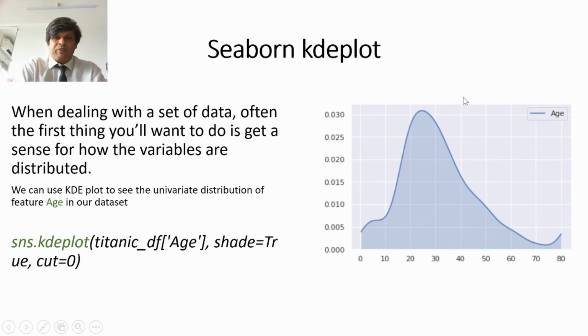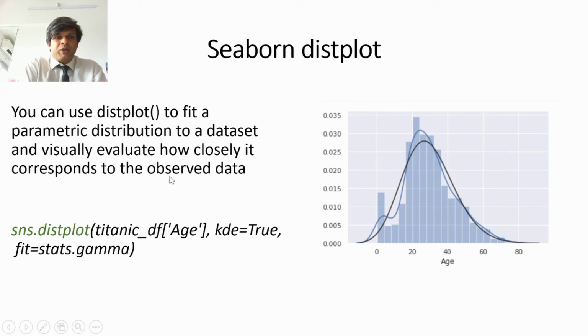Seaborn has one more function called displot. You can use displot to fit a parametric distribution to a data set and visually evaluate how closely it corresponds to the observed data. So what we do is a fitment of a parametric distribution of a data set and see how closely it is related to the observed data.